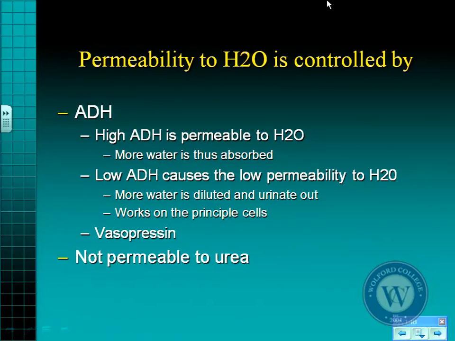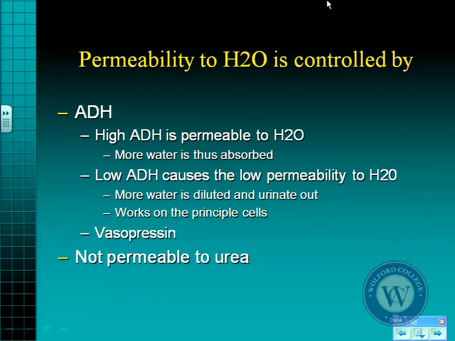So if you have very high ADH, it makes the tubules permeable to water, and more water is thus absorbed, making the urine much more concentrated. If you have low ADH, it causes the system to have low permeability to water, and more water is diluted and urinated out, and it works basically on the principal cells. Okay?